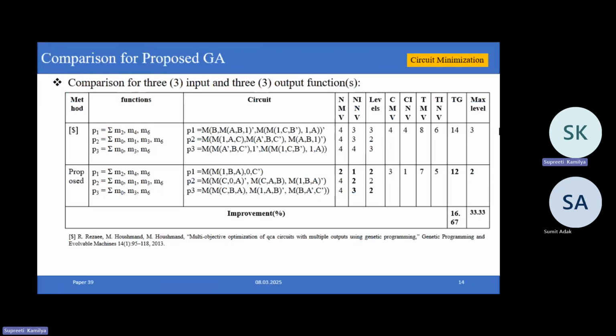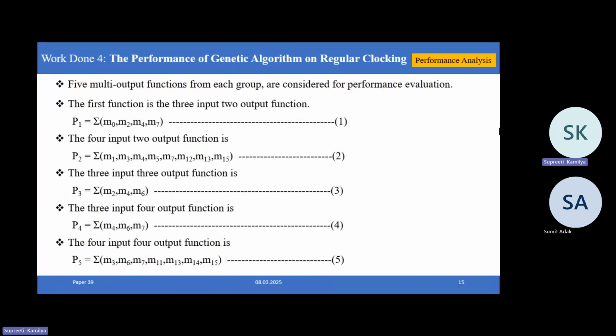Next, again the comparison has been done. In this respect, I have tabulated 5 different output functions. Here I have given only one result, for a 3-input and 3-output function. On that function, you can easily find that our method optimizes the total gate count by 16.67%, and for maximum level, our method optimizes 33% compared to the previous methods. Many other functions are also compared, but I have not given them here due to the limitation of the slide.